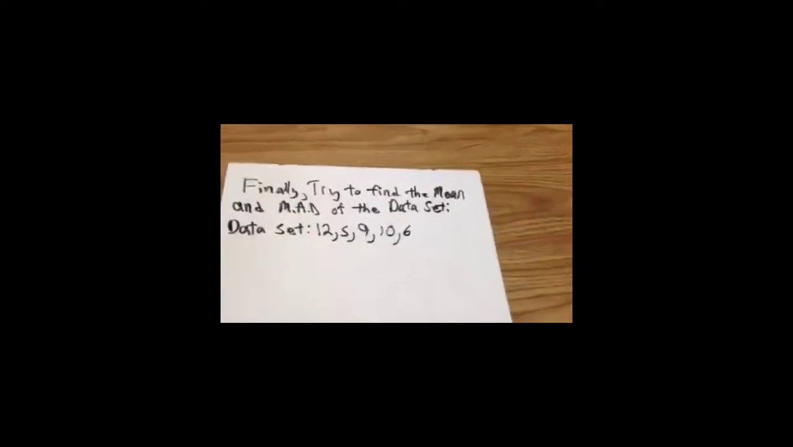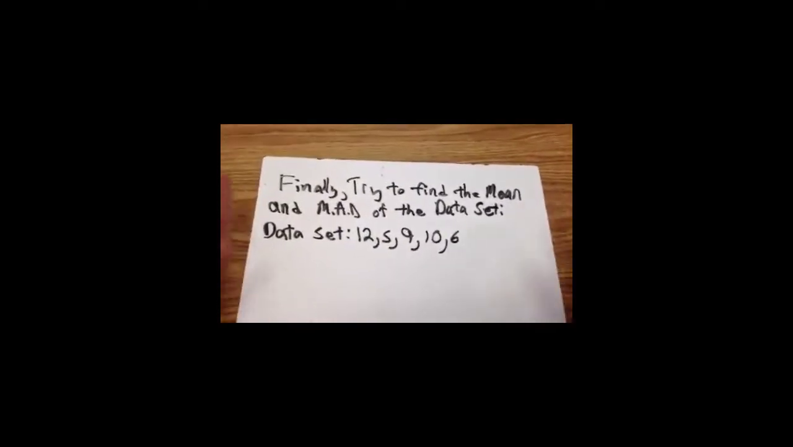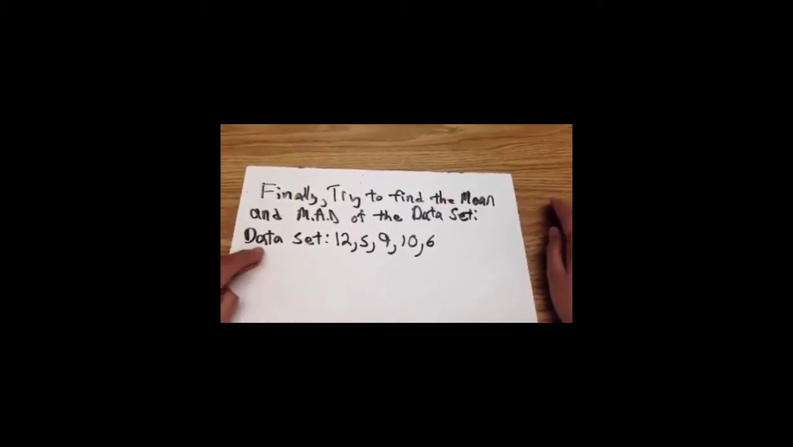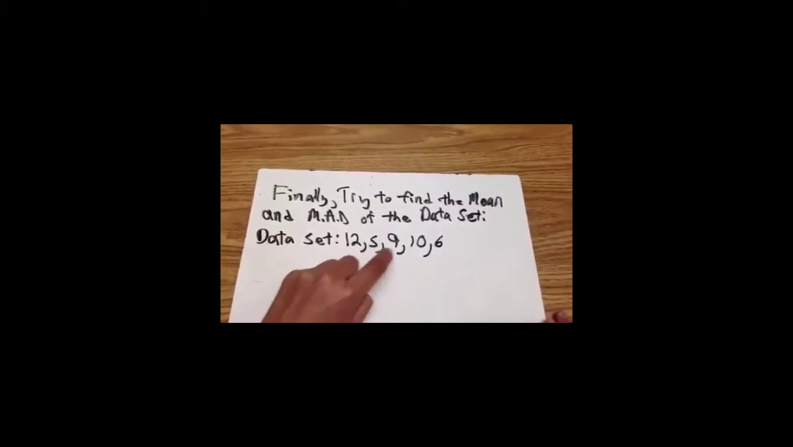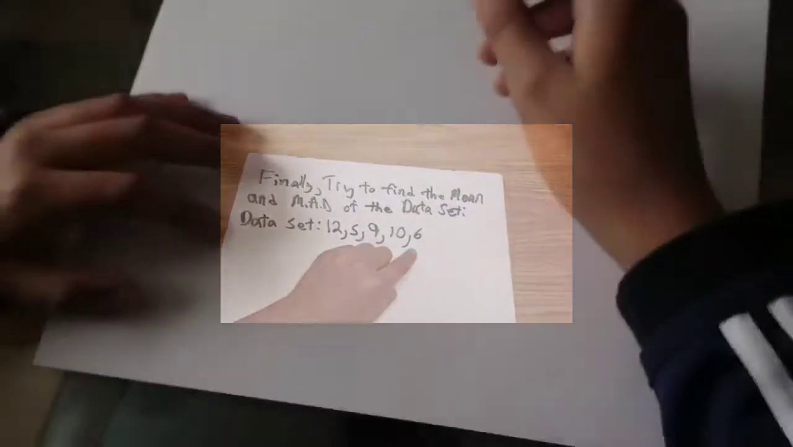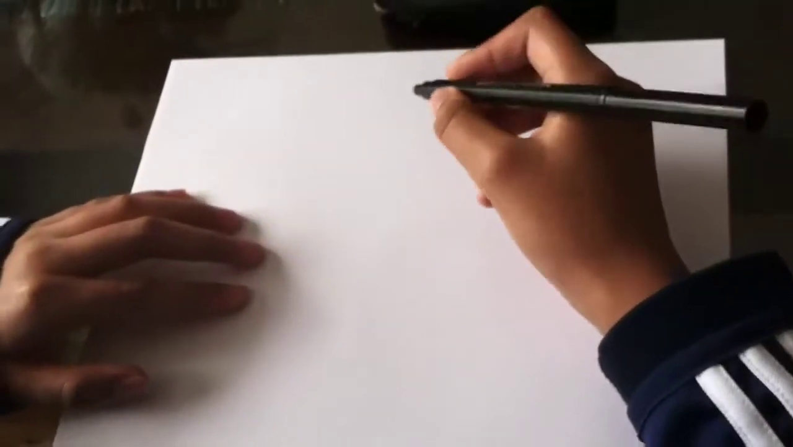Next, finally, try to find the mean and the mean absolute deviation, also known as the M.A.D, of the data set. The data set numbers are 12, 5, 9, 10, and 6. You've had enough time to work on it now. Let's see if you got the same answer as I did.